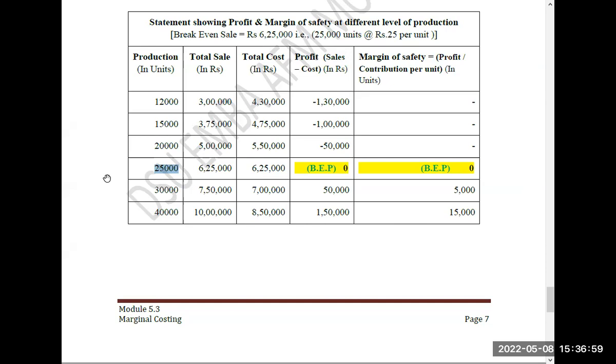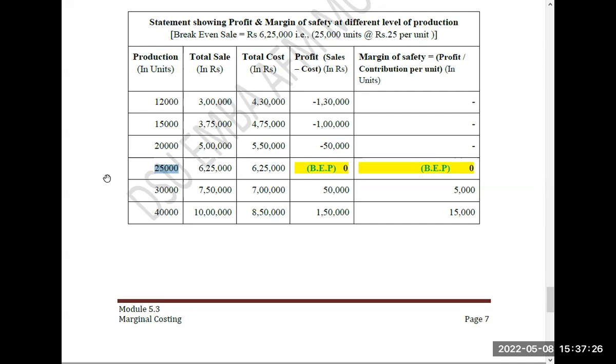Is it 2,50,000? Anybody from online, what is the break-even point in units? We already calculated: 25,000. What is the actual sales now? Now it is 30,000 units. So what is the margin of safety now? 5,000 units, actual sales minus break-even sales. 30,000 minus 25,000 is equal to 5,000.